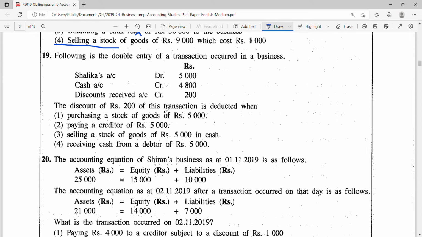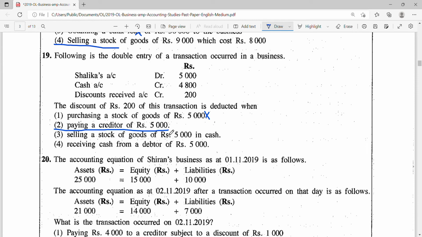The discount of rupees 200 in this transaction is deducted when, answer A, purchasing a stock of goods of rupees 5,000. No, when you purchase, you don't deduct this discount, you deduct a trade discount. So that's incorrect here. Paying a creditor of rupees 4,000? Yes, when you're paying the creditor, at that moment they will reduce it. So it looks like answer 2 is the correct answer for us. But let's see the other two options as well.